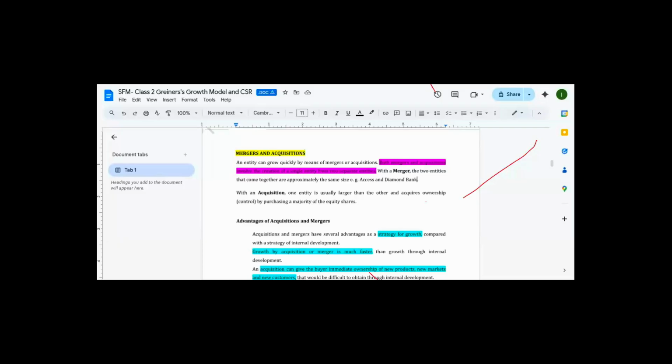So what the CBN now does eventually is to look for a buyer for Diamond Bank. Many companies showed interest, but they were not able to meet the terms and conditions. So eventually we have a situation whereby Access Bank merged with Diamond Bank. We have so many examples that we can see.